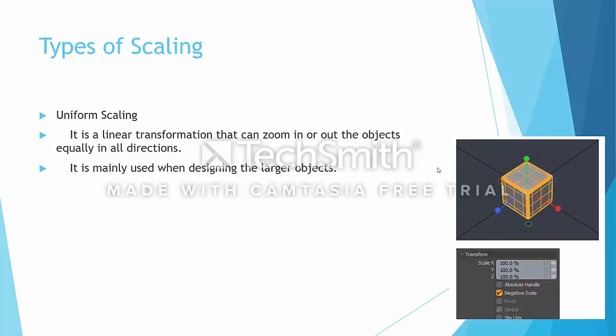What is uniform scaling? It is basically a linear transformation that enlarges or shrinks objects by a scale factor that is the same in all directions. The result of uniform scaling is similar to the original. It is used to create a scale model of buildings, cars, airplanes, etc.